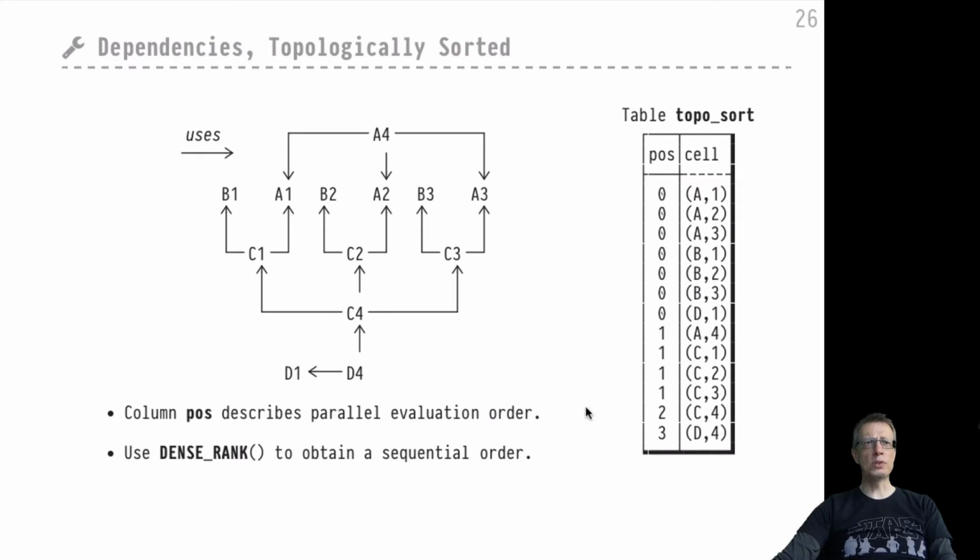We could of course simply use a dense rank on this particular column here, on the pos column, to derive a strict sequential order. All right, so if we are interested in having a defined sequential order, then simply use dense rank on the pos column to derive unique points in time where you could evaluate a particular cell.